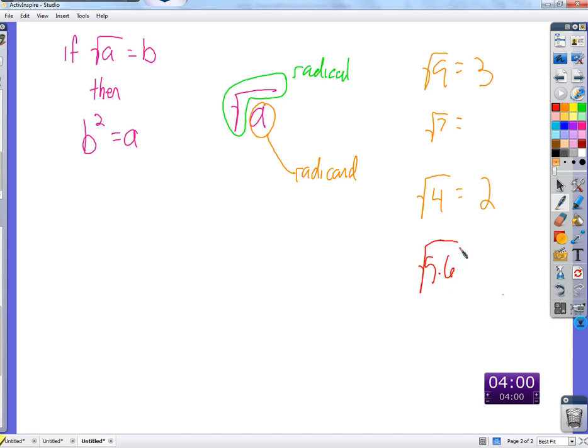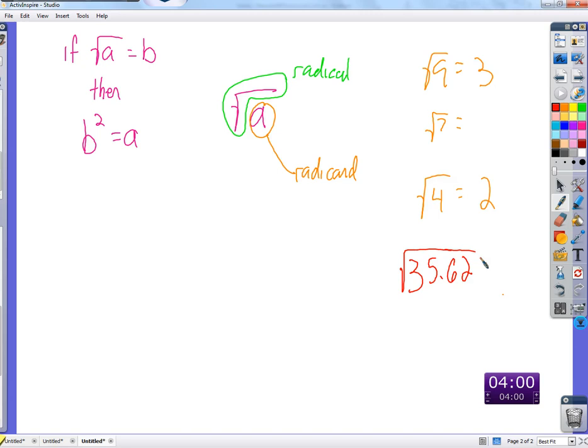It's probably between, actually let's use a different number because we've already used a number that's between 2 and 3. How about the square root of 35.62? Do you think that exists? Yes, seems reasonable. And it's probably somewhere between, what do you think? 5 and 6? Yeah.